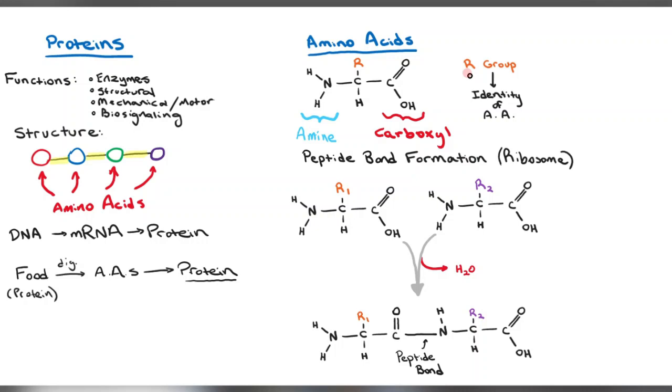All right, so when two amino acids are coming together to form part of the protein chain, we call this a peptide bond formation. And this occurs in the ribosome, right?